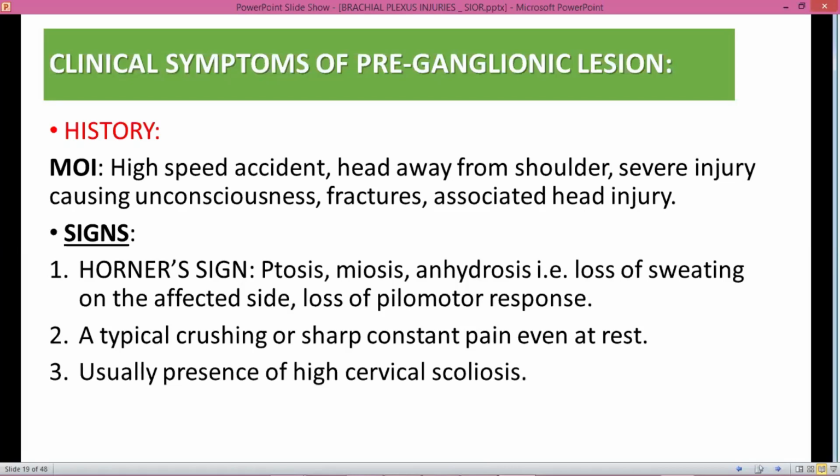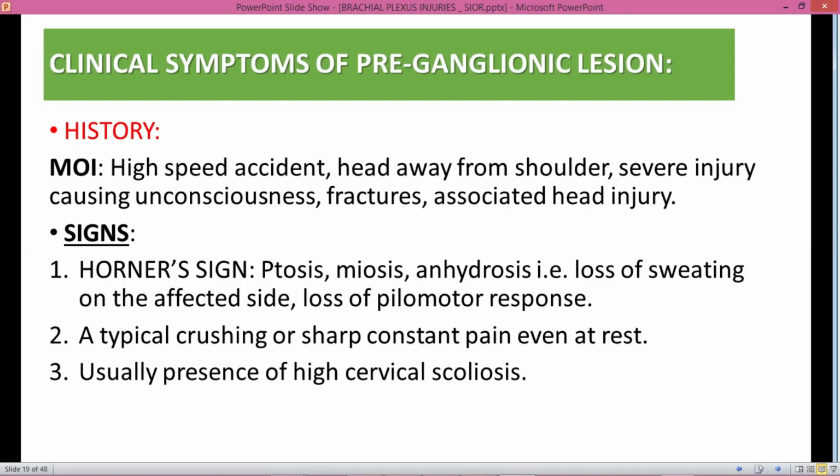Now, how do we identify a preganglionic lesion? We can ask the history, and the mechanism of injury will be a high-speed accident where the head is moved away from the shoulder. There will be a severe injury which can cause unconsciousness. Fractures can be present, and an associated head injury may be present in these patients.